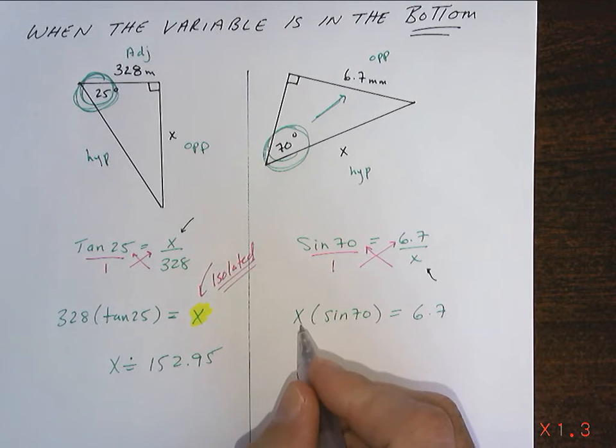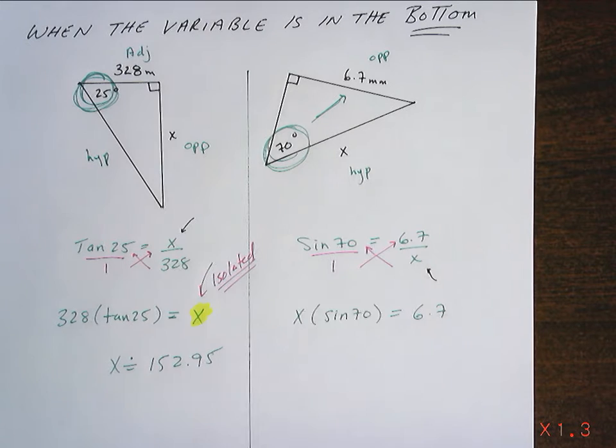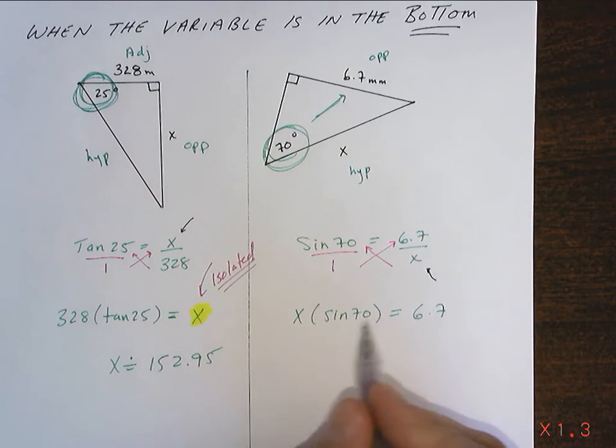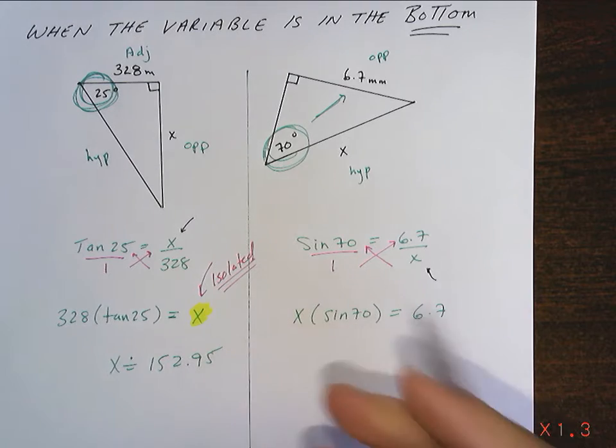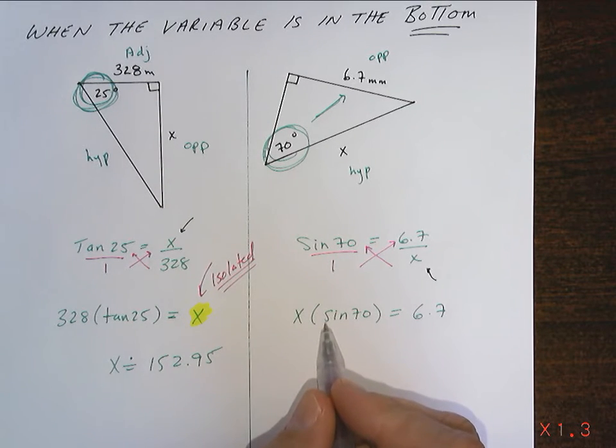The x is not isolated. It's got a buddy here. What's the buddy doing to it? Well, this is sine of 70, and it's multiplying by the x. So you have to say to yourself, if I want to get rid of multiplying by sine of 70, what's the opposite of that operation? Well, the opposite of multiplying is dividing, right? So we're going to divide this side by sine 70.